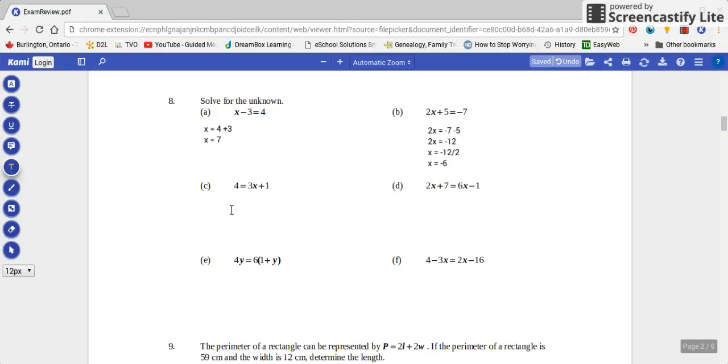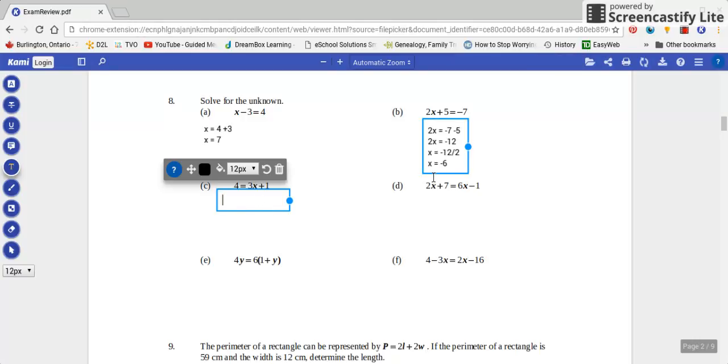Okay, so now we're going to go on to C, and we'll solve C in the same way. So we end up with 4 equals 3 times something plus 1. The first thing we want to do is get that plus 1 and move it away from the variable. We want to get this x by itself at the end, right?